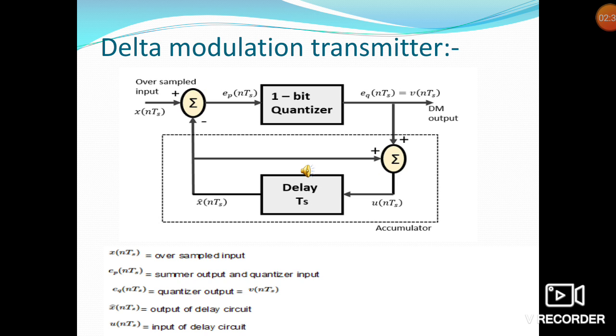Now, the delta modulation transmitter. From the block diagram of the delta modulation transmitter, we have the notation as x(nTs) is the oversampled input, ep(nTs) is the summer output and quantizer input, eq(nTs) is the quantizer output, and eq(nTs) is equal to v(nTs). x^(nTs) is the output of the delay circuit and u(nTs) is the input of the delay circuit. Using these notations, now we shall try to figure out the process of delta modulation.